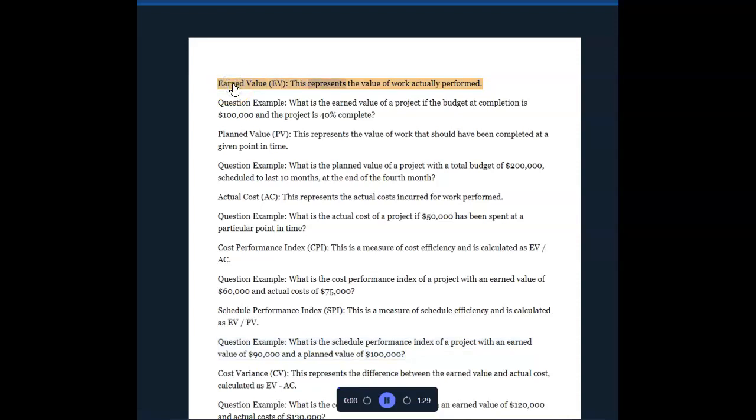Earned value, EV. This represents the value of work actually performed. Question example: What is the earned value of a project if the budget at completion is $100,000 and the project is 40% complete? Planned value, PV. This represents the value of work that should have been completed at a given point in time.